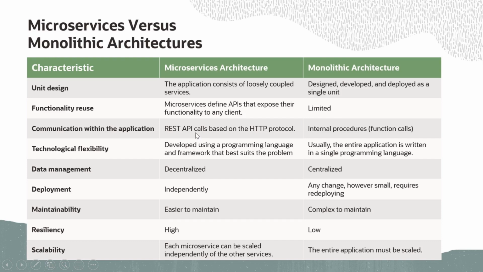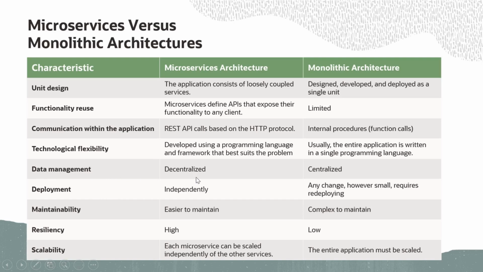When it comes to communication within the application, microservices make use of REST API calls based on the HTTP protocol, whereas monolithic architectures make use of internal procedure and function calls. Talking about technological flexibility, microservices architecture offers better flexibility as it supports multiple programming languages and frameworks that best suit the problem. Whereas in monolithic architecture, you have to write the entire application using a single programming language.